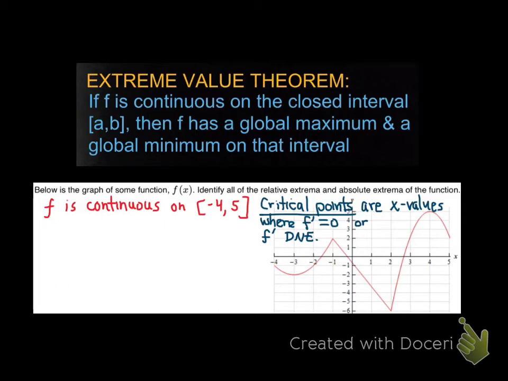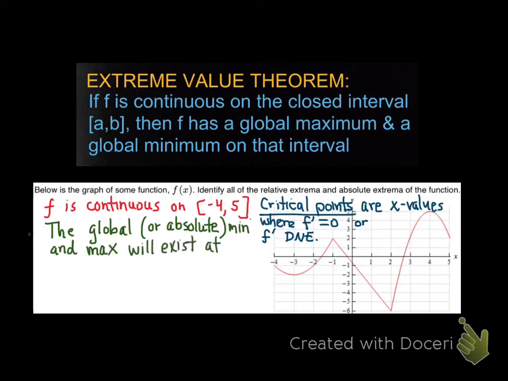Okay? Truthfully, I'm looking for critical points, values where f prime is 0, tops of mountains, bottom of valleys, or f prime does not exist. Sharp points are usually the ones you see with scenarios like the one we're looking at. So the global or absolute minimum and maximum will exist at the interval edge. I'm talking right at -4 or right at x equals 5, or at critical points.